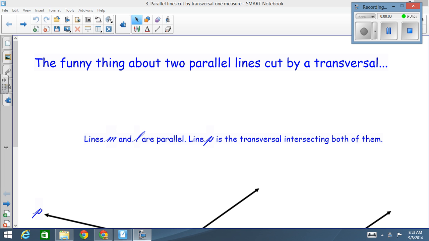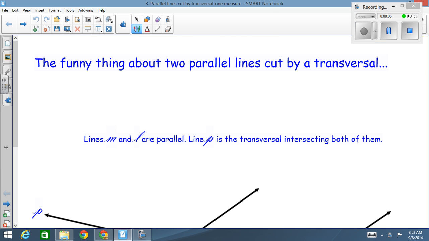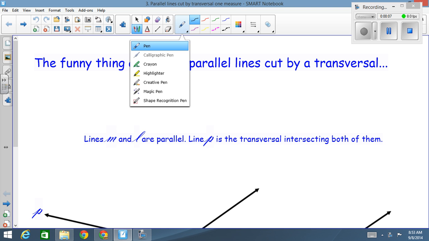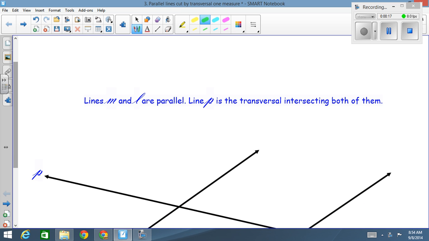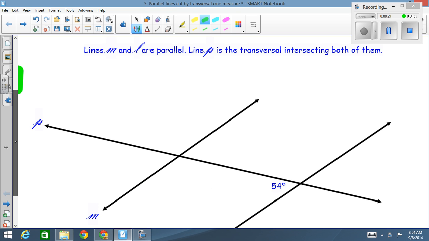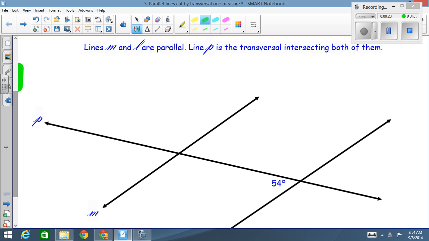Alright, so there's something a little funny that happens when you're dealing with not just two lines cut by a transversal, but two parallel lines cut by a transversal. Something kind of funny happens. If we look at this picture down here, we're told that lines M and L are parallel.